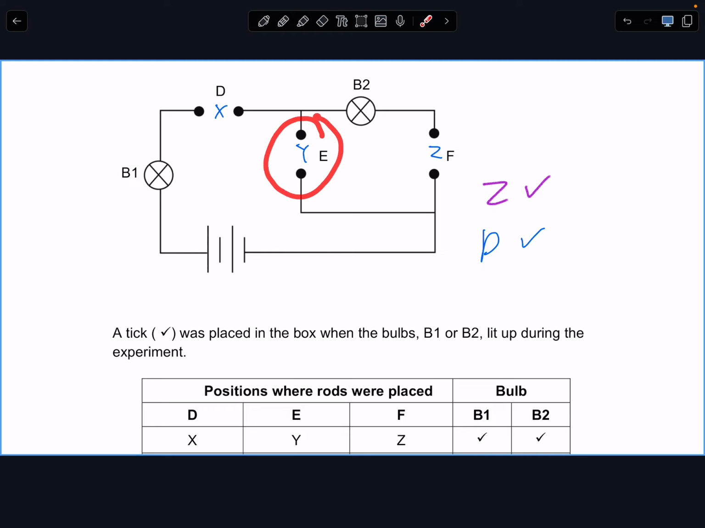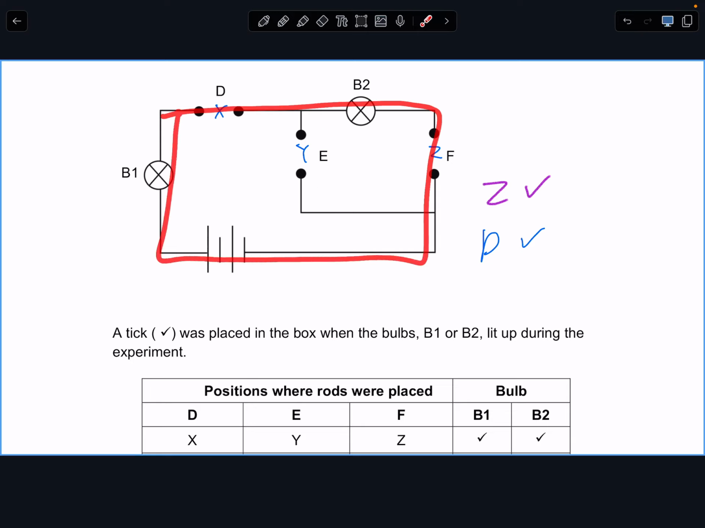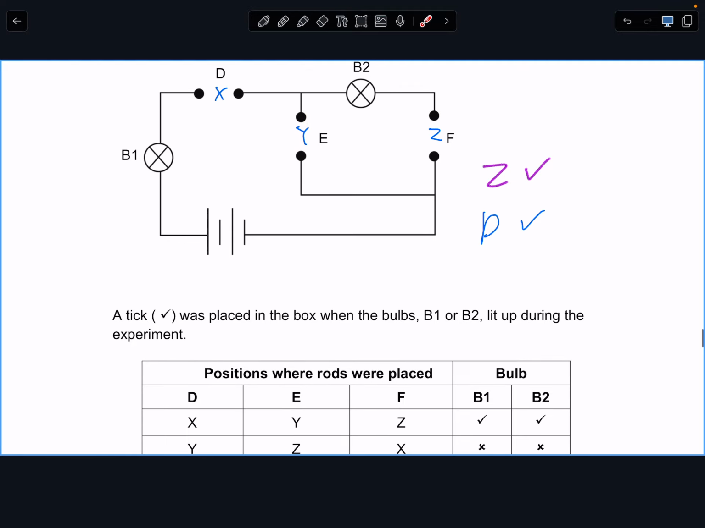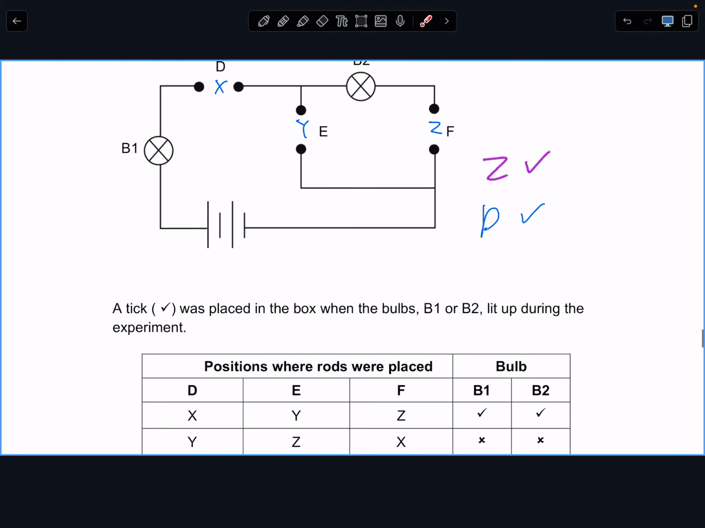Now, the question here is, is my Y an insulator? I don't know. Because for all you know, the electric current looks like that. That's it. I can just ignore this. Okay, so let's go. When they swap places, when Y was placed here, everything didn't light up.